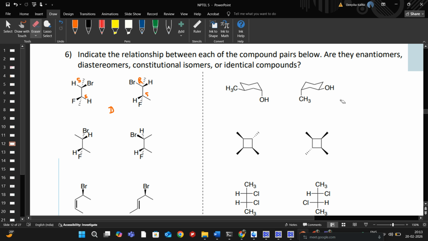Let us move to the next questions. Now we will do the same for this pair, okay? And for this pair, you can do the same as we have solved the first pair. It is an exactly similar question, and you just have to figure out the absolute configurations of the chiral centers present, and you will know whether these are identical, enantiomers, diastereomers, or constitutional isomers.